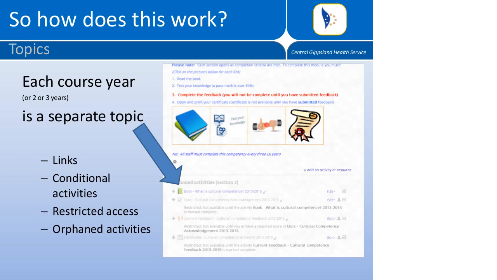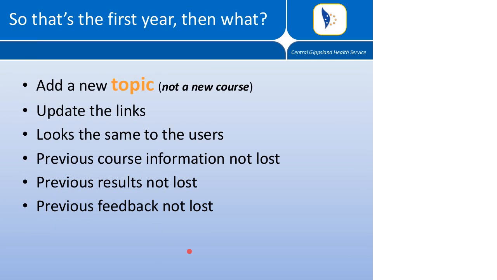Feedback, as I said, completes them, and our reporting is based on that. So every year, or 2 years, or 3 years, depending on the cycle for the particular competency or course, all I do is I go and add a new topic into that course. I don't add a new course. And then all I have to do is update the learning and the quiz. I duplicate the activities and update them, and then I update the links back to those pictures at the front.